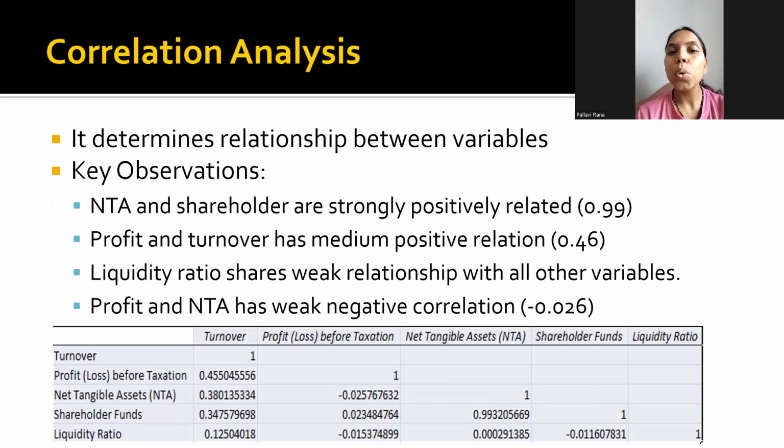Another crucial finding from the correlation analysis is between the turnover and the profit variables, which show the second highest correlation with the value of 0.46, indicating a moderate positive relationship between these two variables, which supports that higher revenue can lead to higher profit. Liquidity ratio shares a weak relationship with all the other variables, and the table also indicates a weak relationship between NTA and profit, indicating an insignificant correlation between these variables.